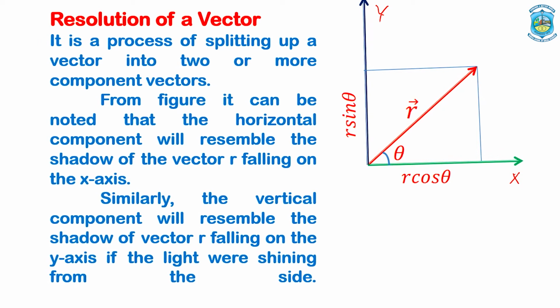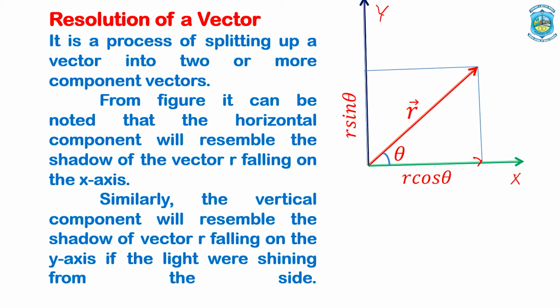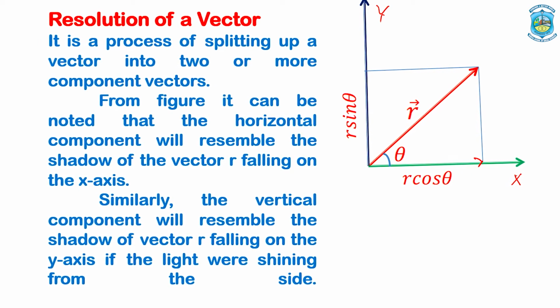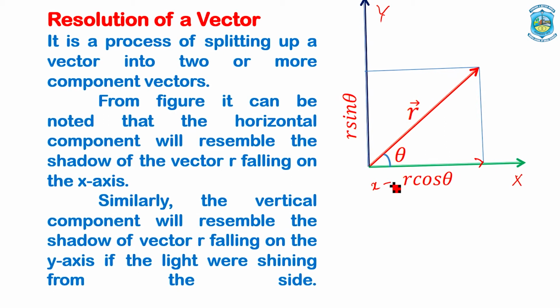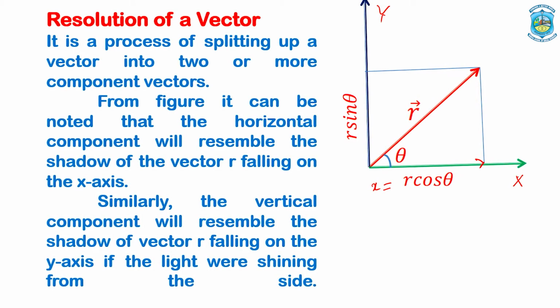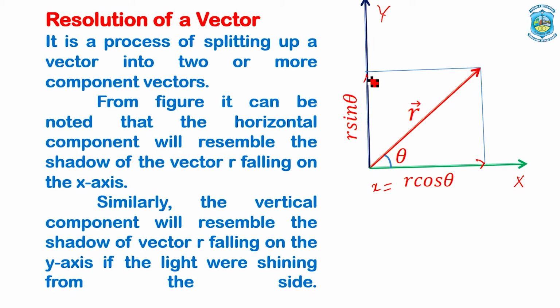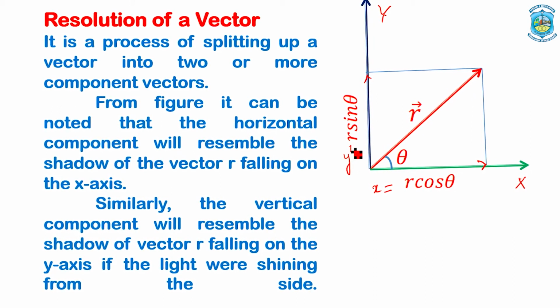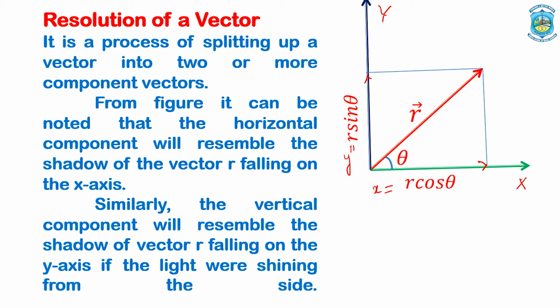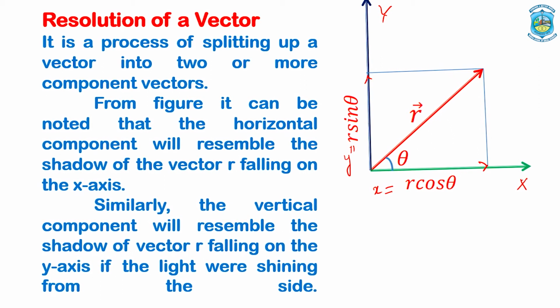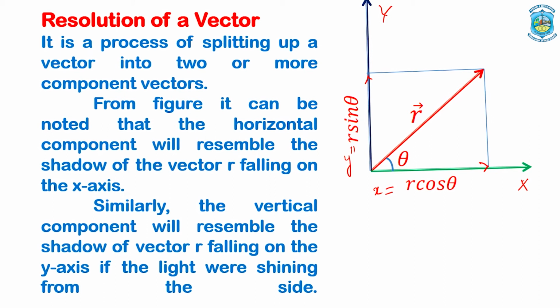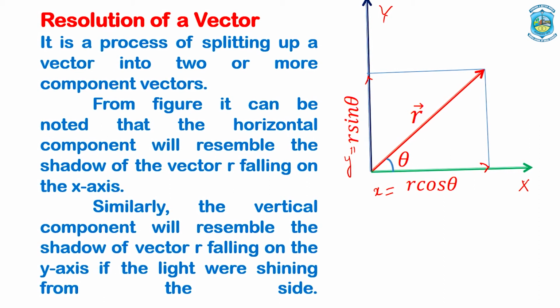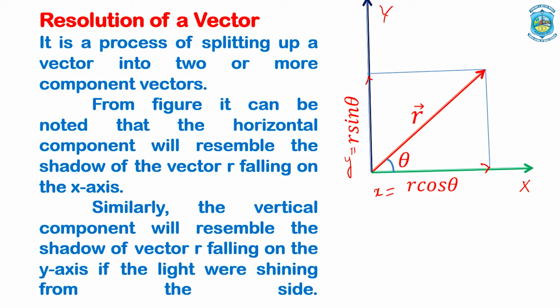One component that will be along x-axis, that is known as what? Horizontal component, and that will be equivalent to r cos theta. Another component that is what? Vertical component of this vector, that is equivalent to y and is equal to r sin theta. So these are two orthogonal component vectors of this vector r which is acting in xy plane.